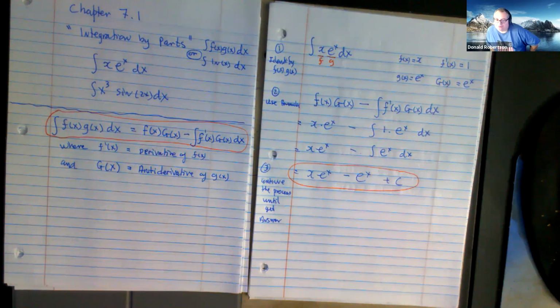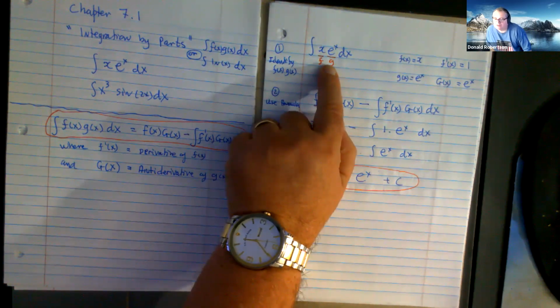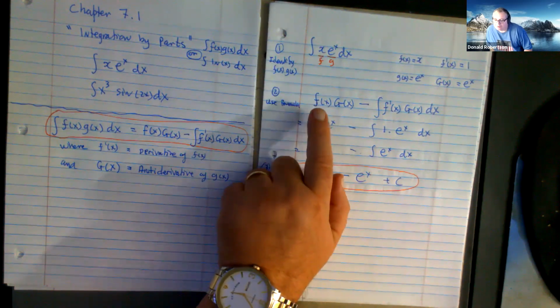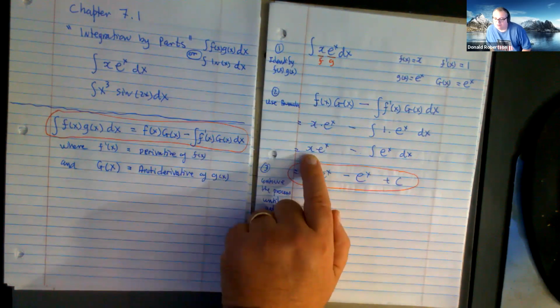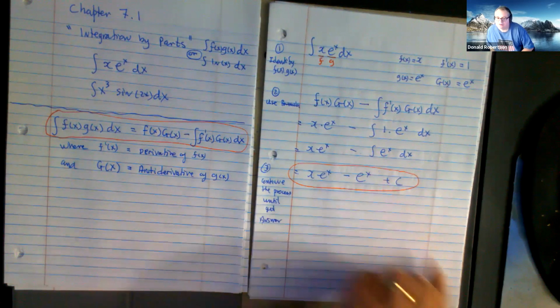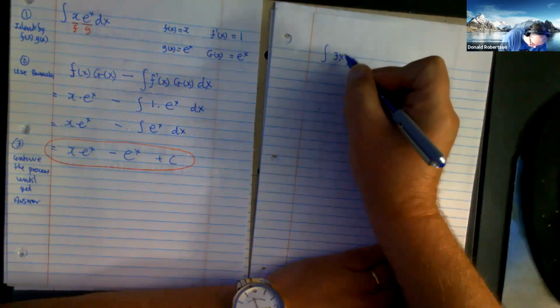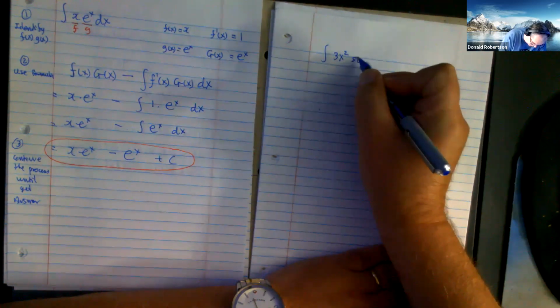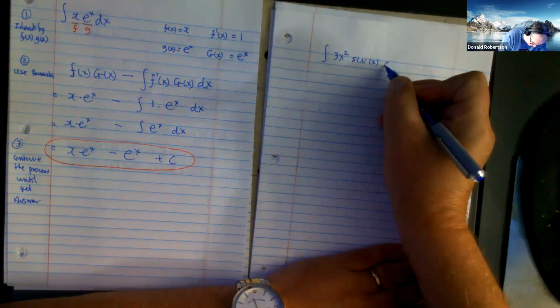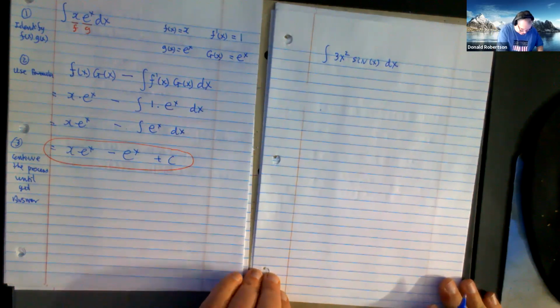It's really got 3 processes. Choose your f and g. Use the formula. And then continue until you're finished. So how about this one? The integral of 3x squared, the sine of x, dx. Just a little bit harder.